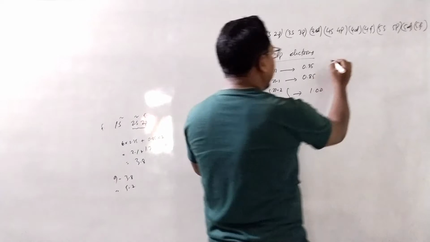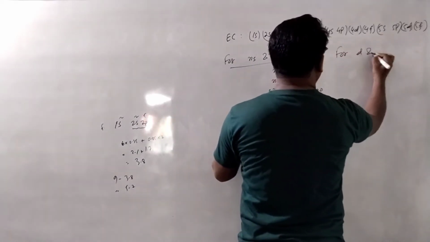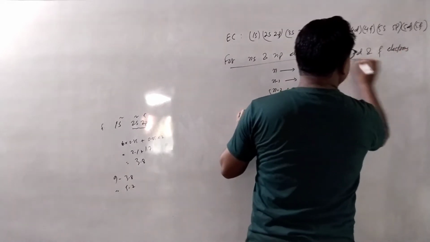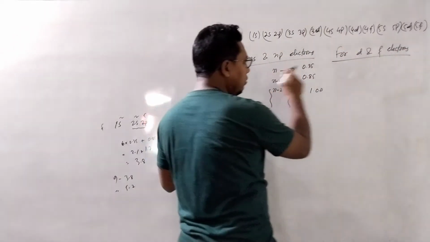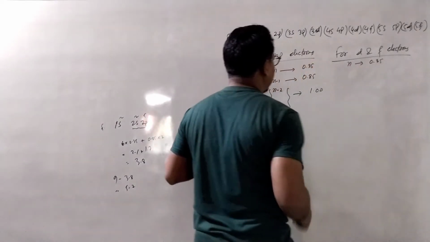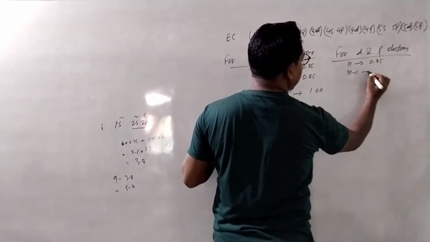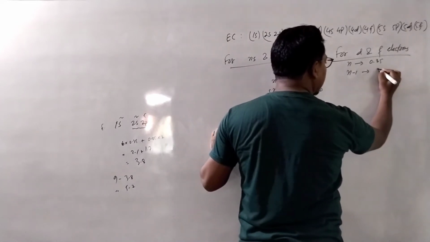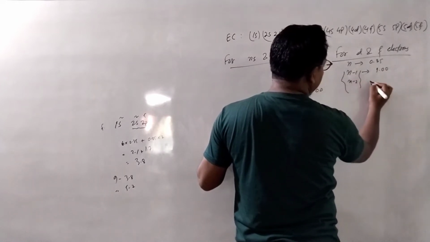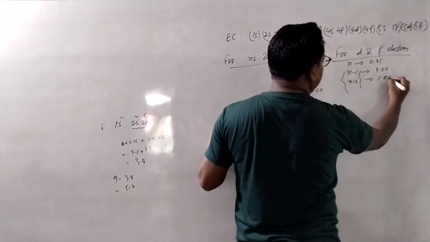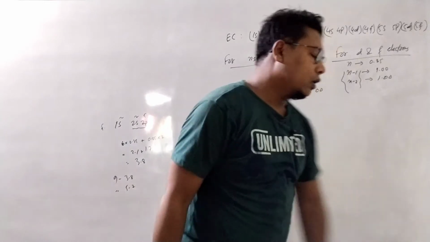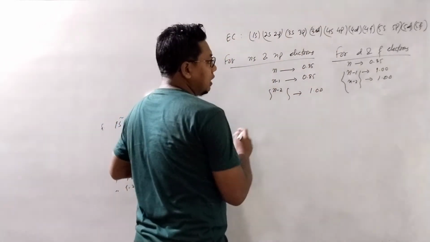And for D and F electrons, the shielding value for N is 0.35. For N minus 1, shielding value is 1. For N minus 1 and others, N minus 2, the shielding values are 1 only. Okay, so let me give an example to calculate shielding constant.